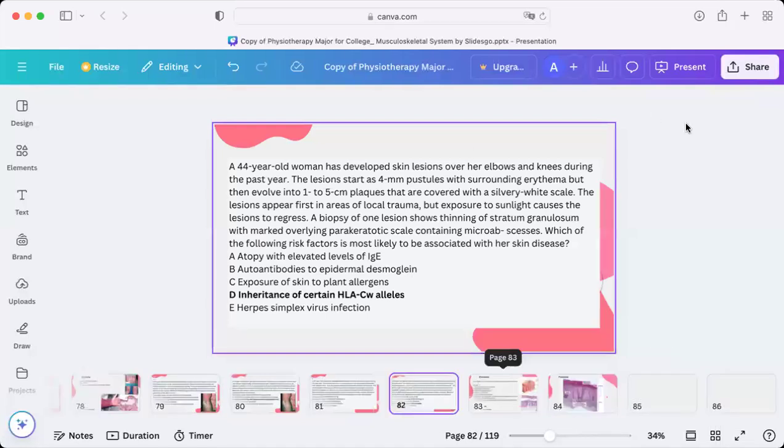I think this question is very low yield, but again, I found it on the slides and I found it on Robin. So you never know. I want you guys to be prepared for anything and everything.